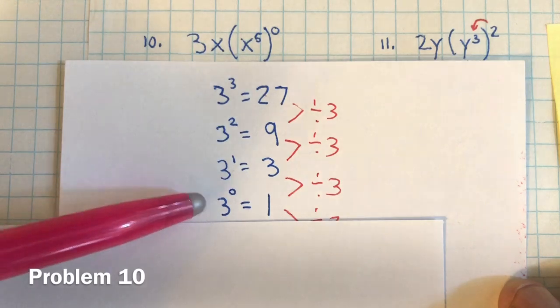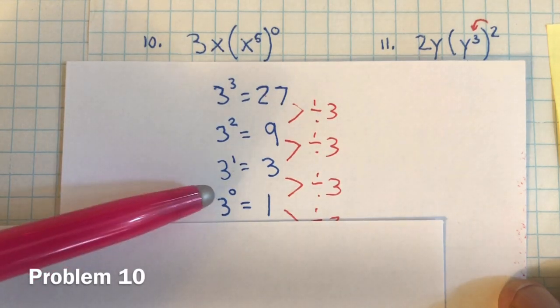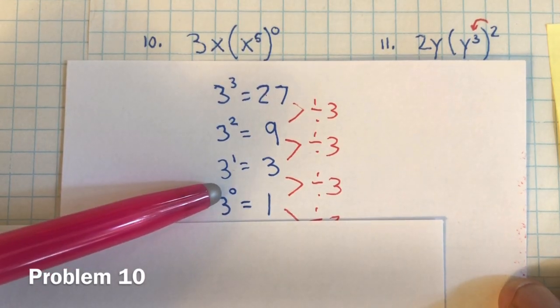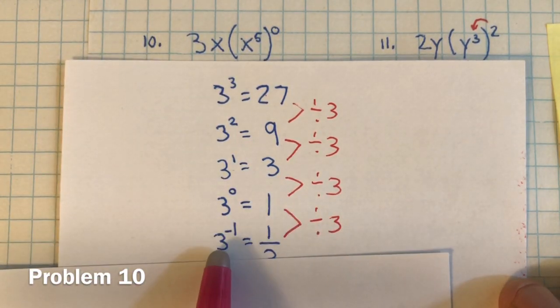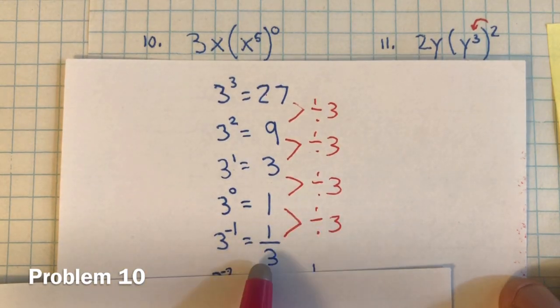And that will work for any value. So anything to the 0 power is going to be 1. And I can continue this pattern for 3 to the negative first. Well, 1 divided by 3 is negative 3.